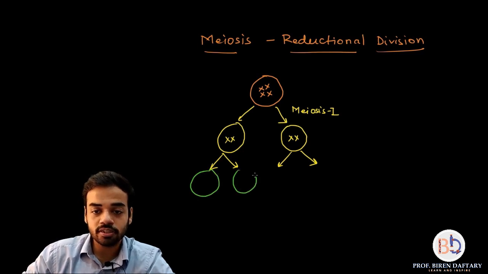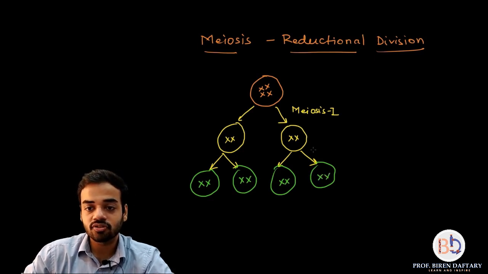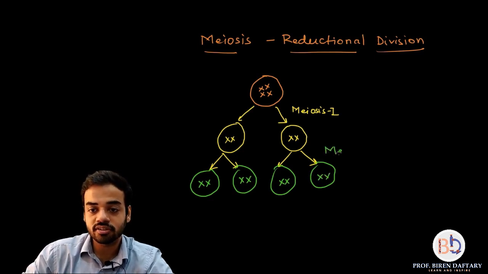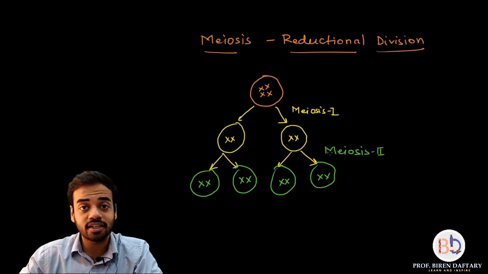Now the chromosome number is not going to change. Please remember, from 2 the chromosome number will not become 1. Each of these cells will have 2 chromosomes each. This division is called meiosis 2. Obviously it will consist of prophase 2, metaphase 2, anaphase 2, telophase 2 and cytokinesis 2.